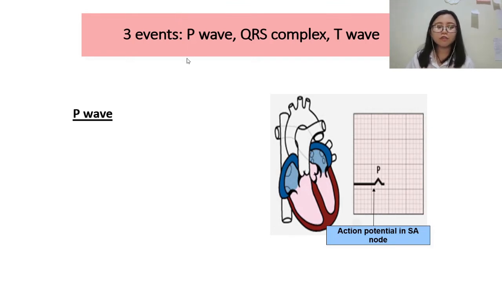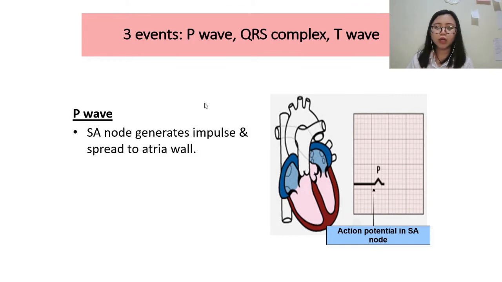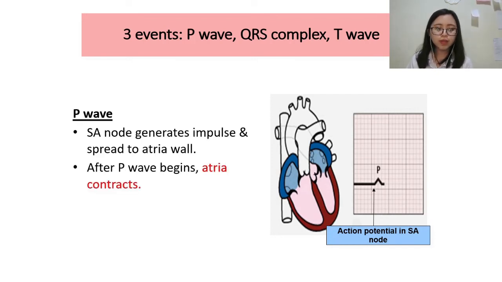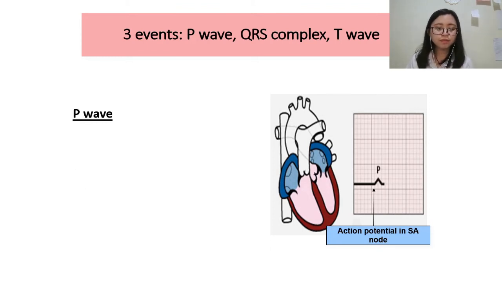The first of these events is the P wave, which is the small first bump you see on the ECG. What happens during the P wave? The P wave is when the sinoatrial node generates impulse, and the impulse spreads to the atria wall. After P wave begins, the atria will contract. And then you will have atrial depolarization.